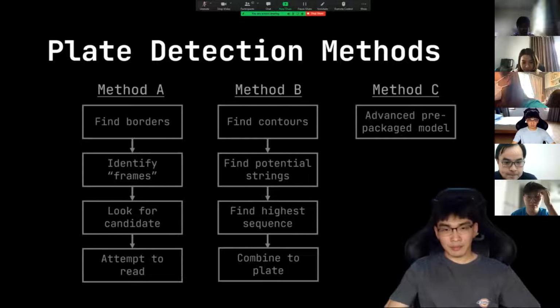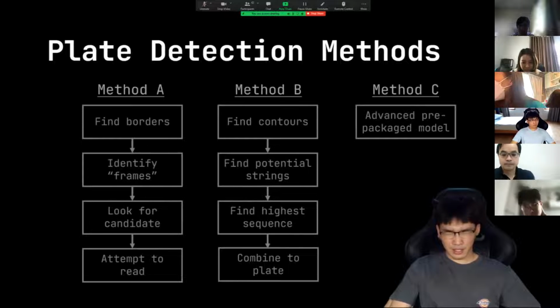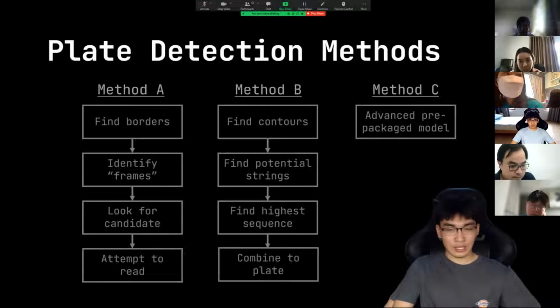Method B is different since it focuses on finding contours and then finds potential strings. Then it finds the longest sequence of strings that are next to each other and then it combines them to return a license plate. Method C is an advanced prepackaged model which I'm using as a baseline.